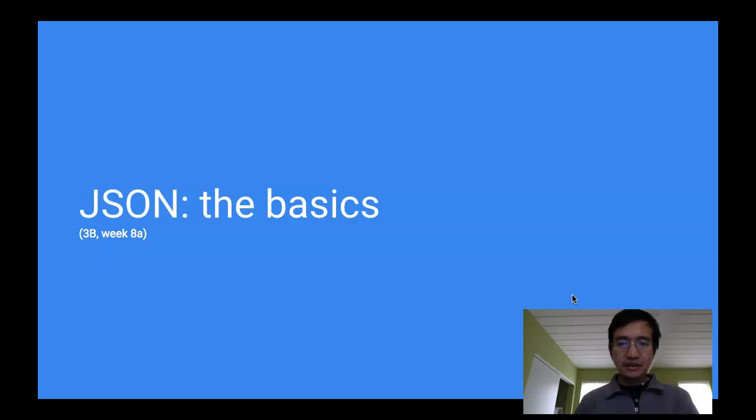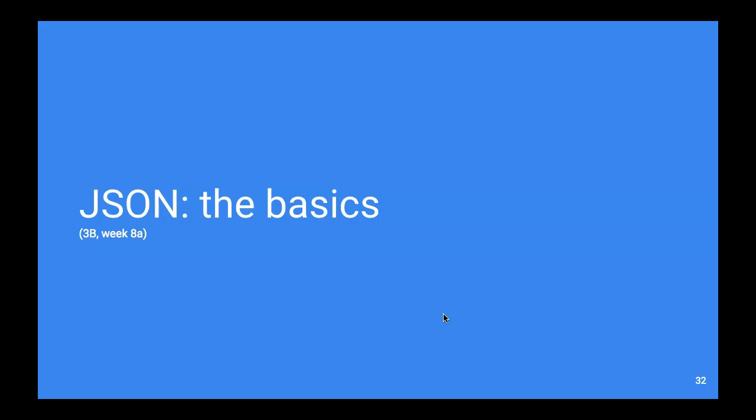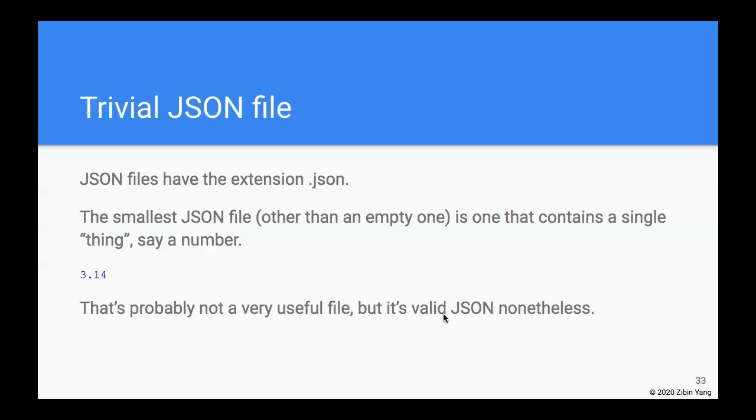So in this video, we are going to look at the basics of JSON. All of the JSON files, if they are files, have an extension called .json, unsurprisingly. The smallest JSON file can be an empty JSON file, although that's totally useless. Other than that, the smallest one can contain a single thing, let's say a number.